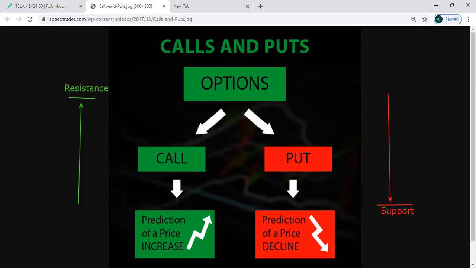Now, Kareem here is going to show you guys how to use these two platforms for option trading. Go ahead, Kareem. Awesome. Perfect, guys.